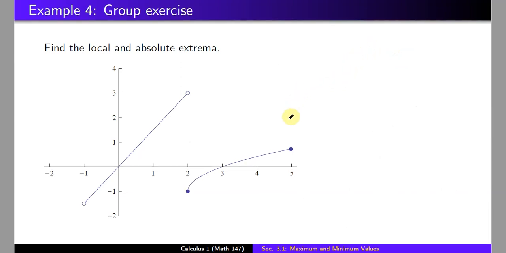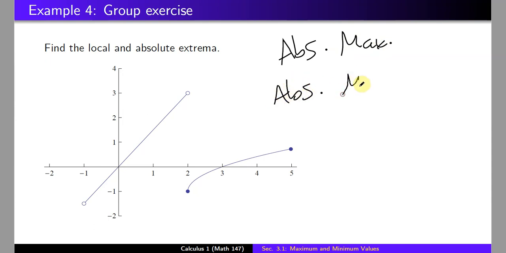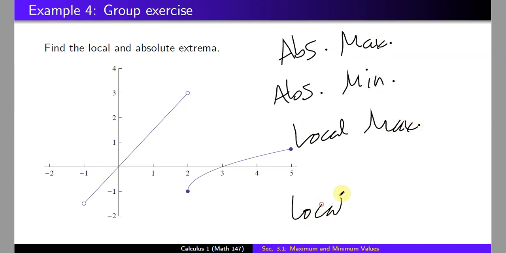All right, this is an ever so slight change that we made to this example right here. Let's go through and look at the same questions. Absolute max, absolute min, local max, local min. All right, so absolute max, there is going to be none. This would be the candidate right here for the absolute maximum, but there's no point there. So there's none.